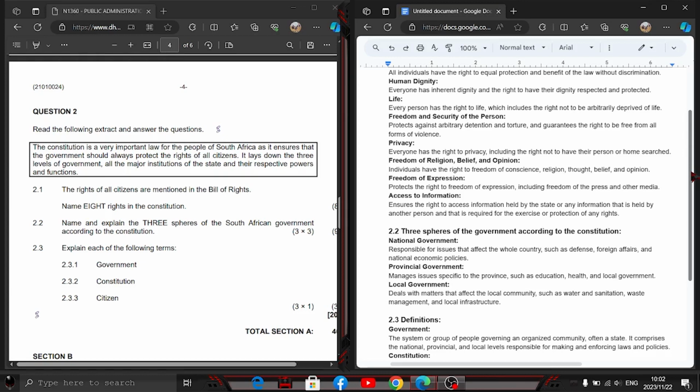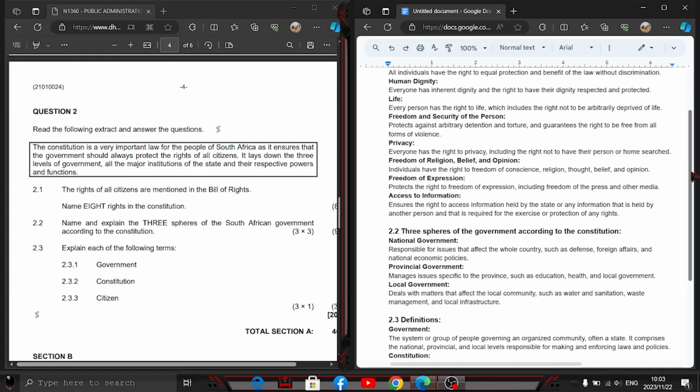And then we have the last type of government, which is local government, right? Now, this part of government deals with matters that affect the local community, such as water and sanitation, waste management, and local infrastructure. You understand that these are your local municipalities. If you are crying because water is dirty, this is where you go. This is where those issues are resolved. And remember, at the end of the day, all these three spheres of government are working to achieve one common goal, which is serving the people.